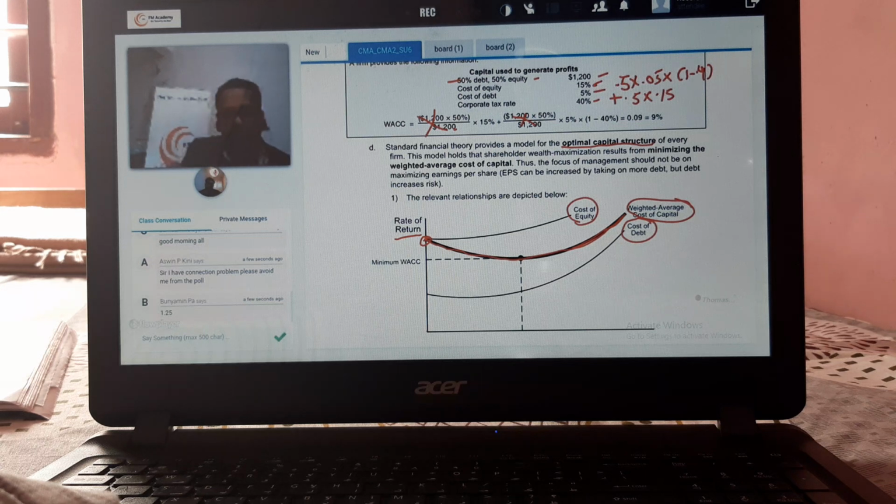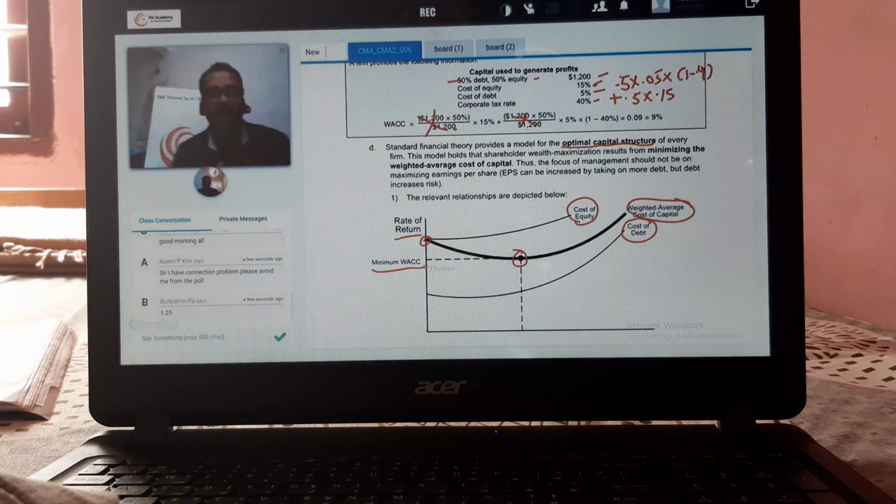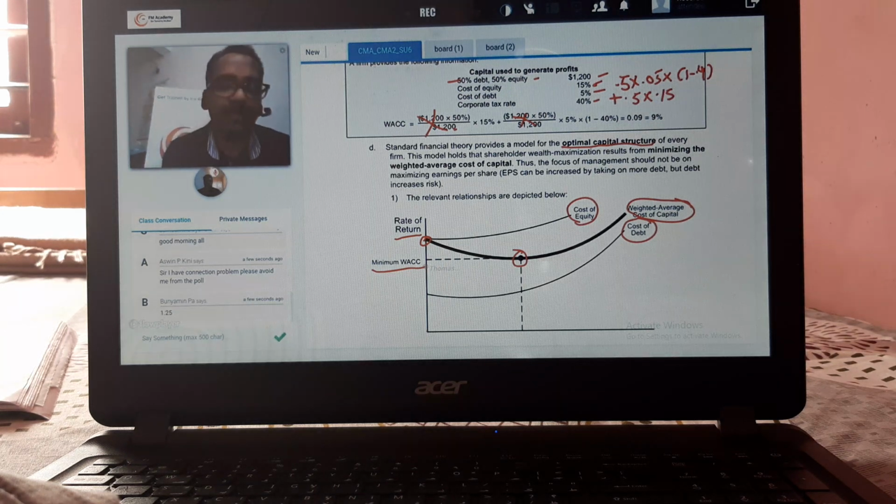And if you look at the graph, you can find that at a particular point, which is this, if you look at that, you can find out that is the minimum WACC. At a particular mix, the WACC is minimum. That is the optimum capital structure. The optimal capital structure is the point which gives the minimum weighted average cost of capital.